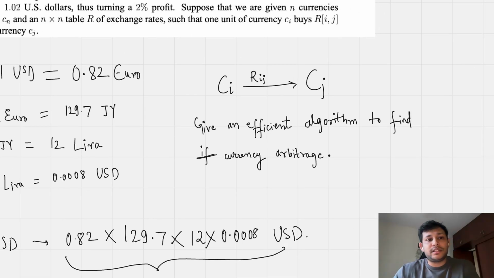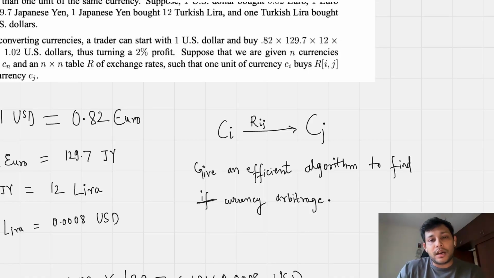To formalize this question, suppose we have been given n currencies, which are known as C1, C2 up to Cn, and we have an n cross n table R of exchange rates, such that one unit of currency Ci buys R i,j units of currency Cj. For example, we have been given different currencies C1, C2, C3, and their respective exchange rates among themselves, and we have to find an efficient algorithm to see if currency arbitrage exists and can a trader make a profit.